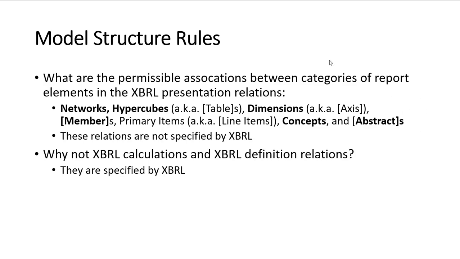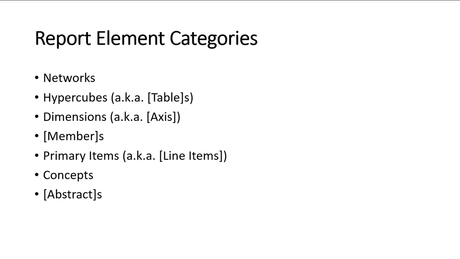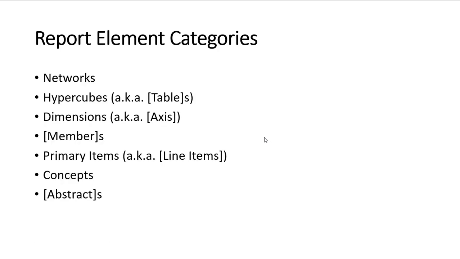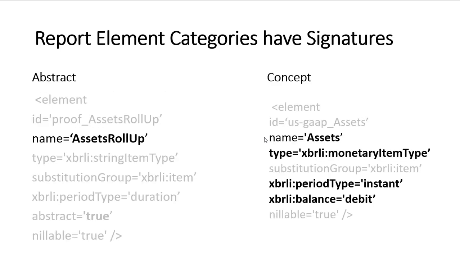So anyway, that's it. So report element categories. These are the report element categories: networks, hypercubes, dimensions, members, primary items, concepts, and abstracts. Each of those has a signature. So you can figure out exactly what something is with 100% certainty, not a problem, just by its signature. So doing that has some additional advantages, but I'm not going to go into that right now.